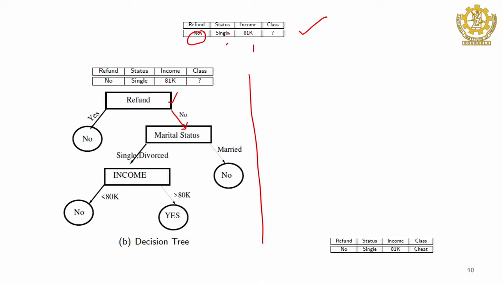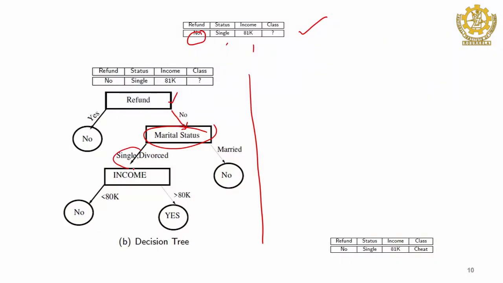And then what is the marital status? Marital status is single. This marital status has three values: single, divorced and married. So, it can have three branches, but in this decision tree we have two branches. On one side is single and divorced, on the other side is married. Because the value is single, we should go on the left side. And then we consult the income. Income value is 81K. If it is less than 81K, it will go to the left side, but this will go on the right side. And then what is this one? Okay, this guy is cheat. So, this is the result here.